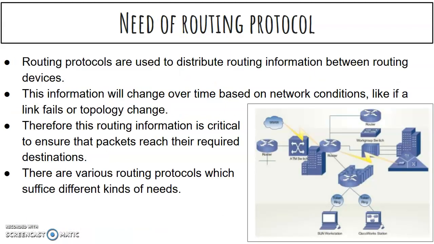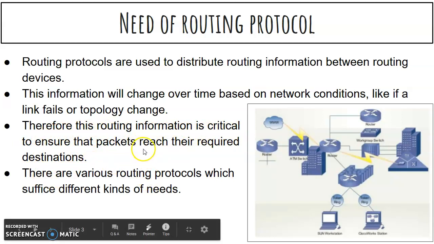So let's just highlight once what are the needs of routing protocol. So routing protocol distributes routing information between routing devices. Okay, and this information is essential so that data packets can be transferred from one node to the other. So it may happen that there may be a topology change, or maybe there is a link fail. So if we do not store this routing information, then we'll not be able to properly move data from the source to the desired destination. So therefore this routing information is critical to ensure that packets reach the required destination.